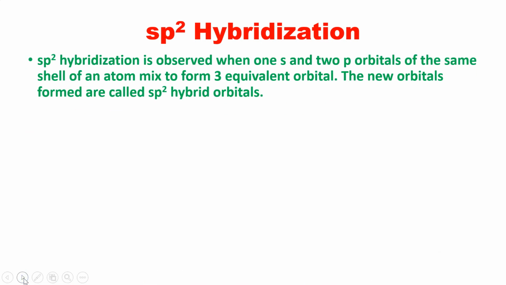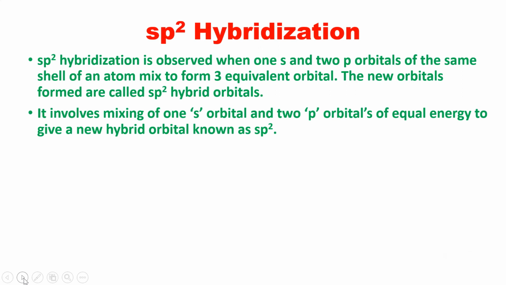Now we'll see sp2 hybridization. So what this sp2 hybridization actually is: as we have seen in the earlier case, 1s orbital and 3p orbitals combine together and form hybrid orbitals. The sp2 hybridization is observed when a 1s orbital and 2p orbitals of the same shell of an atom mix to form 3 equivalent orbitals. The new orbitals are called sp2 hybrid orbitals.